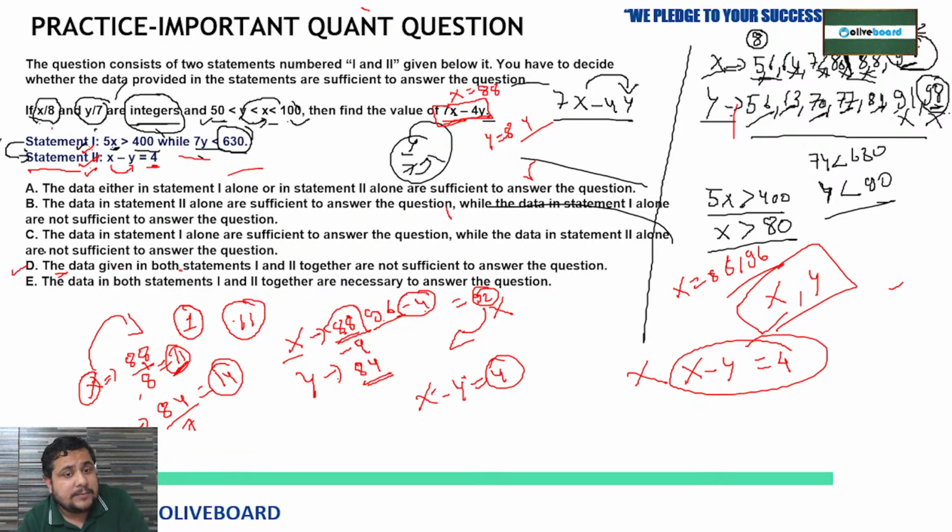The data given in both statement 1 and 2 together. No, sorry, this one is not. E: the data in both statement first and second together are necessary to answer the question. So see, Payal and everyone, again I am repeating so it will be clear to all of you what we have to process in this question.